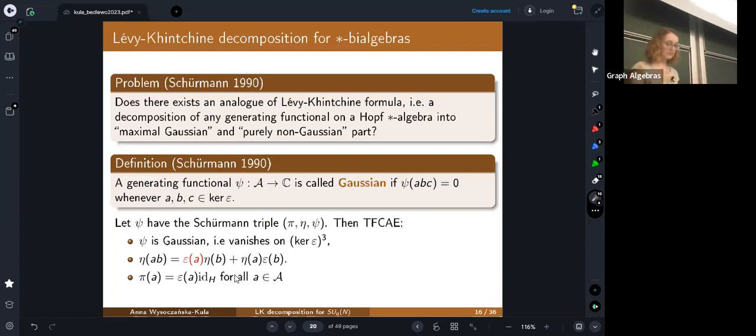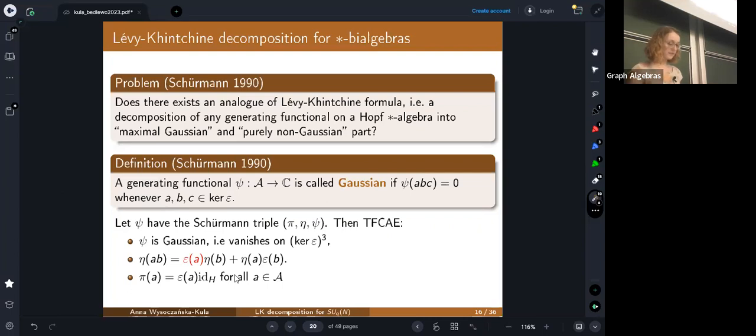And here, I just recall the definition you have seen on the first slide. A generating functional is called Gaussian if it vanishes on the triple product. It is again in analogy to the classical situation, where Gaussian generating functionals vanish on, or have zeros of, order 2.